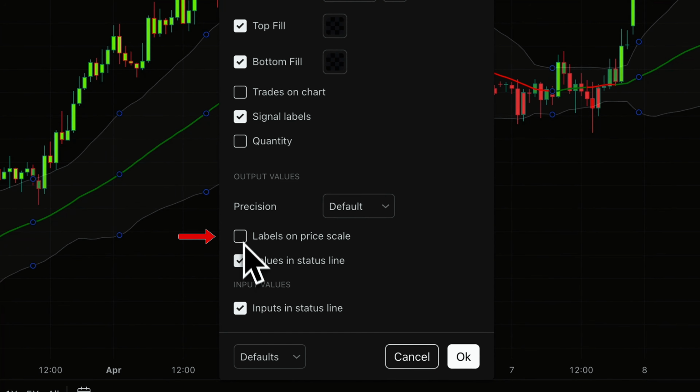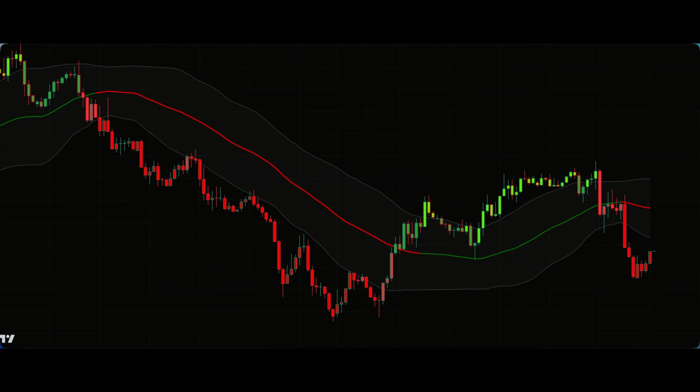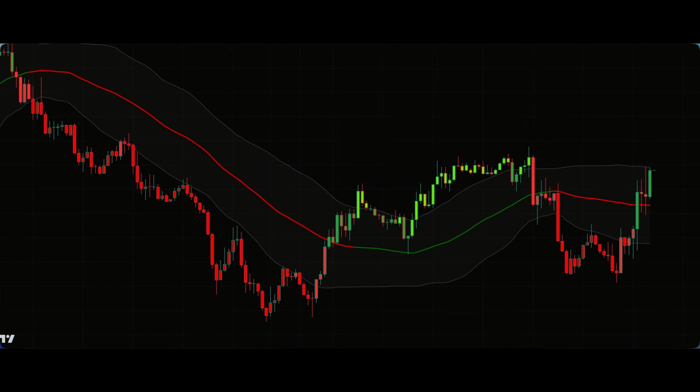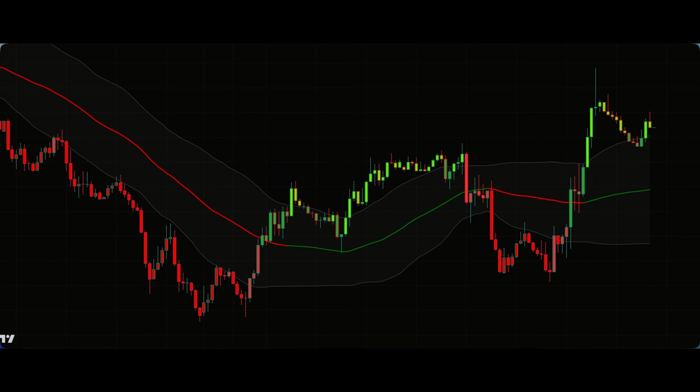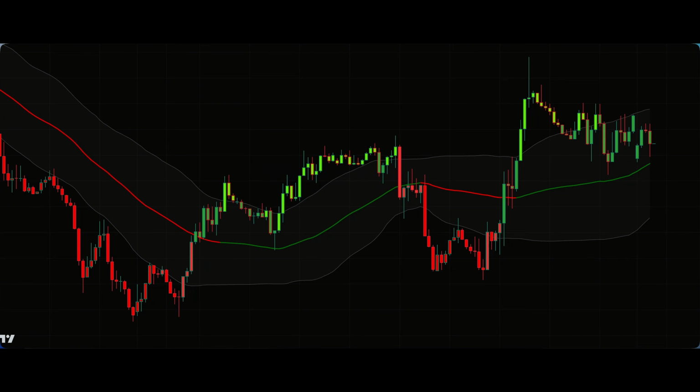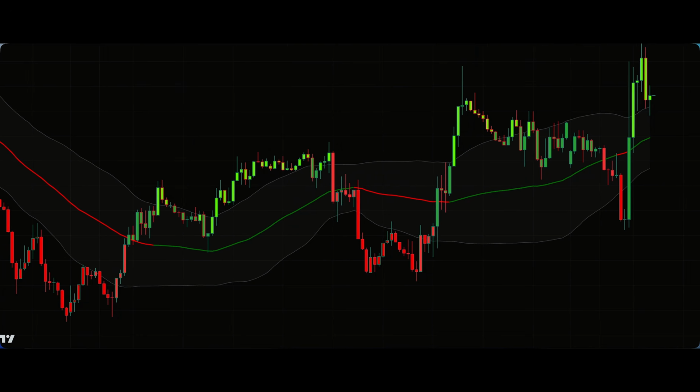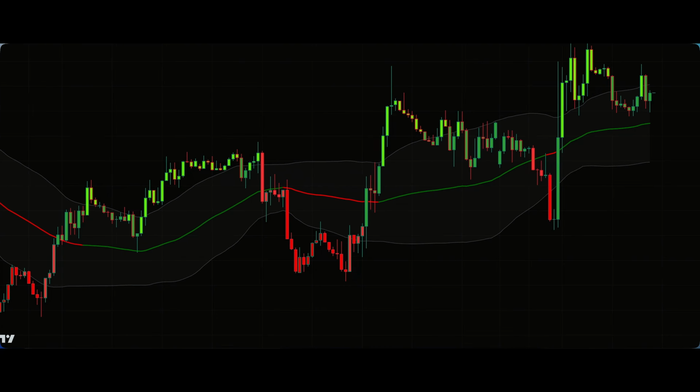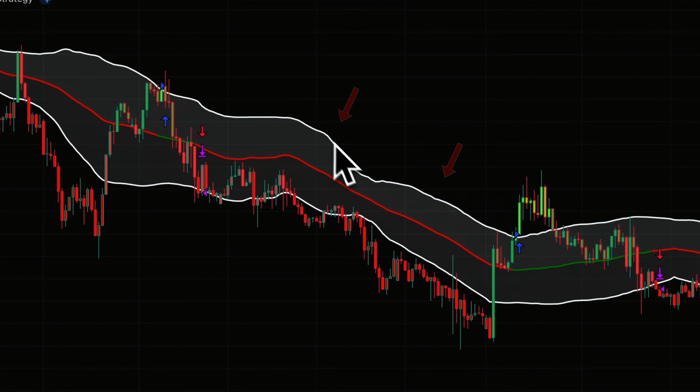You can delete that. This technical indicator will offer you a day trading strategy based on Bollinger Band breakouts. Every time prices break out of the Bollinger Bands, it'll offer a sell opportunity or a buy opportunity.